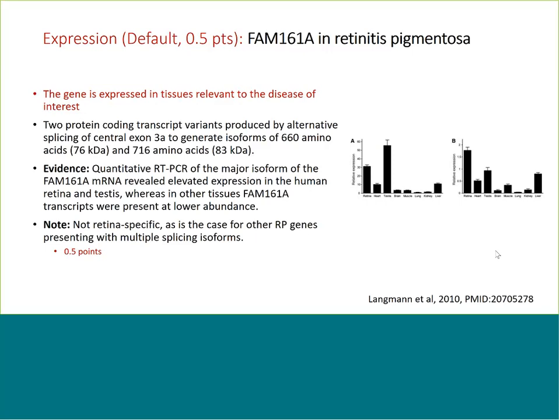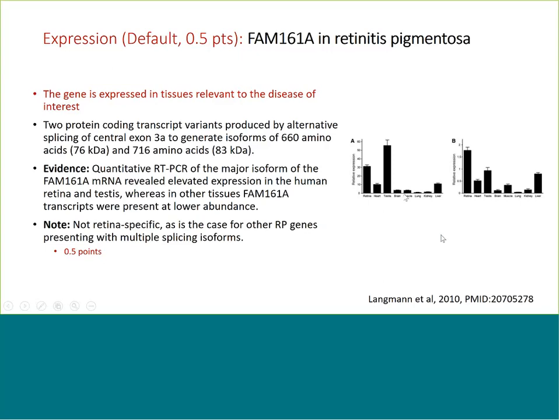So this gene actually encodes two protein coding transcript variants, which vary in length. There's a 660 amino acid protein product and a 716 amino acid product. What had been done in this paper was a quantitative RT-PCR looking at the two major isoforms. So this is the main one and then the second isoform. And this was done from human tissues. What they've shown here is that this gene is predominantly expressed in both retina and testis.